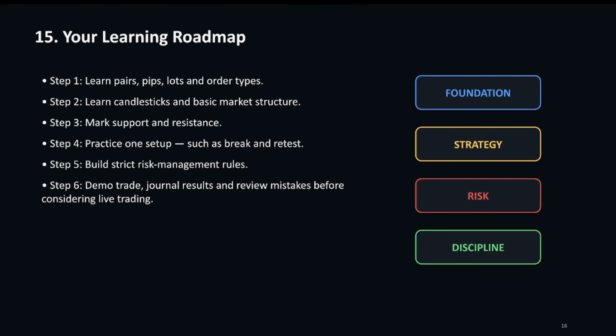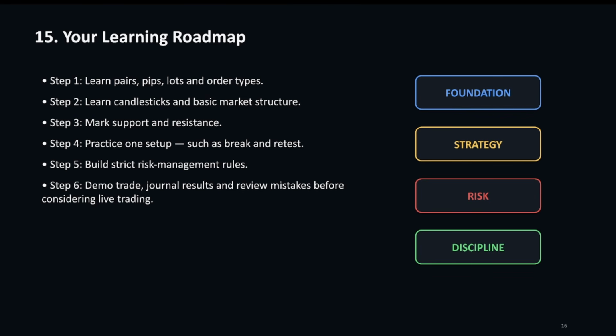The next thing you need to do is step 3, mark up your support and resistance. Learn how to spot support and resistance within the market. Step 4, practice one setup, such as a break and retest. Like I said, you can practice on a demo before going live. Step 5, build strict risk management rules. Learn how to not risk your whole account on every single trade.